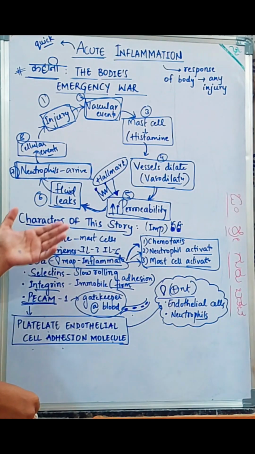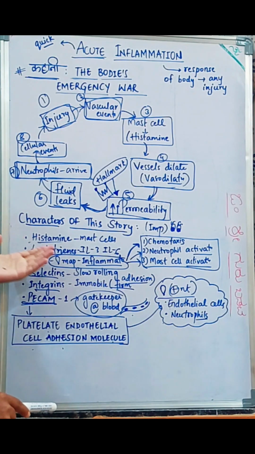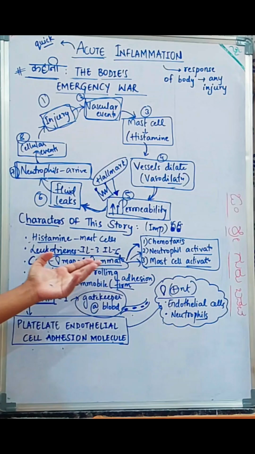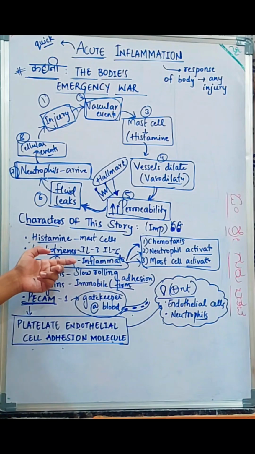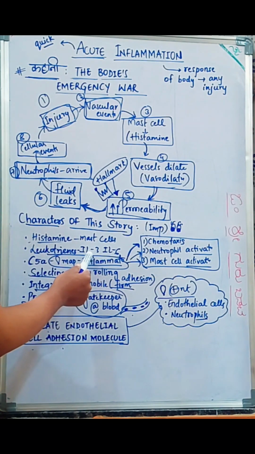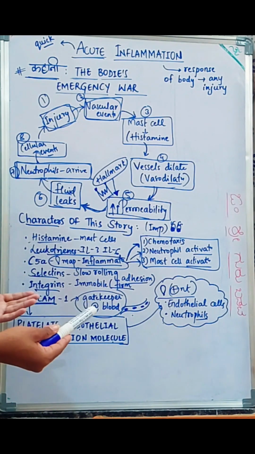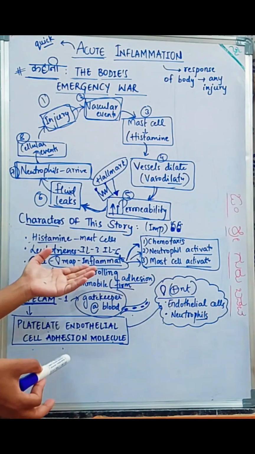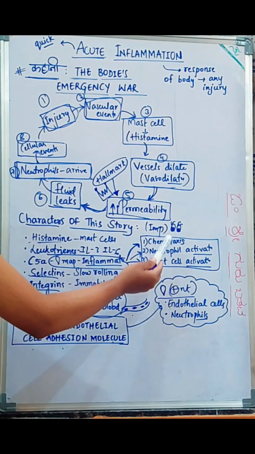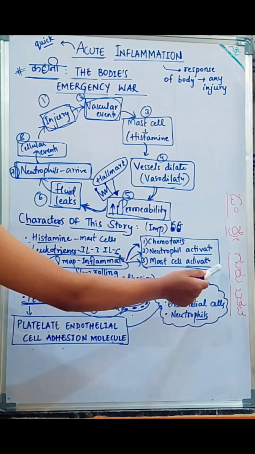Now we'll study the characters of the story. These are the superheroes of the story, so you have to remember this. The first one is histamine. Histamine is released by the mast cells. It helps in vasodilation. Next are the leukotrienes, such as IL-3, IL-6, and next is C5a. It is called the Google Map of inflammation as it leads the neutrophils to the site of the injury. So C5a helps in chemotaxis, neutrophil activation, and also mast cell activation.